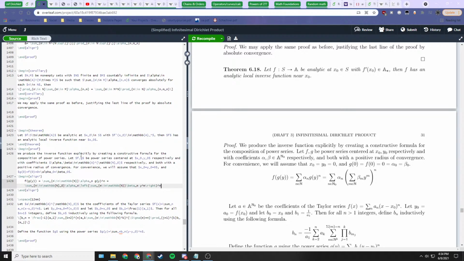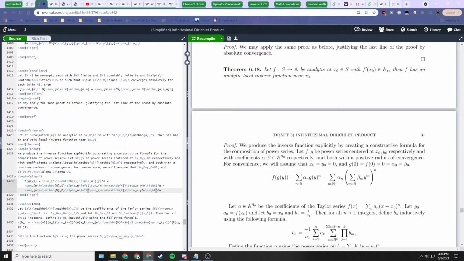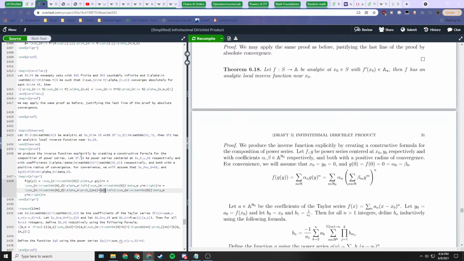Okay, so we're doing all of this, and then we can further rewrite this as the same thing, except our power n is actually going to be a product. We'll do the product j equals 1 up to n of just this expression, just like this.